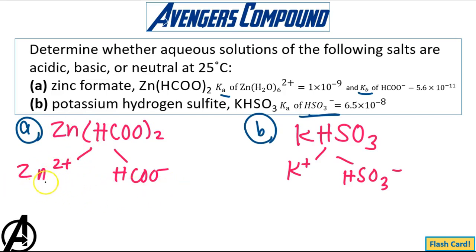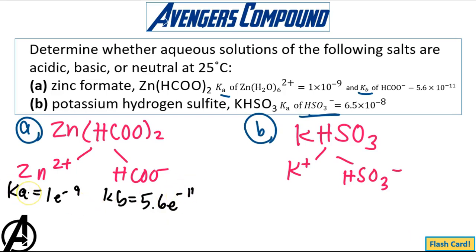So this Zn2+ is quite small for zinc, and it is highly charged. So we can say that it provides some type of acidity, while this HCOO minus is going to be a base, usually a conjugate base, so it's going to provide some type of basicity. Now they already gave us the Ka value here, and that's going to be 1 times 10 to the negative 9, and they gave us the Kb value here, which is 5.6 times 10 to the negative 11.